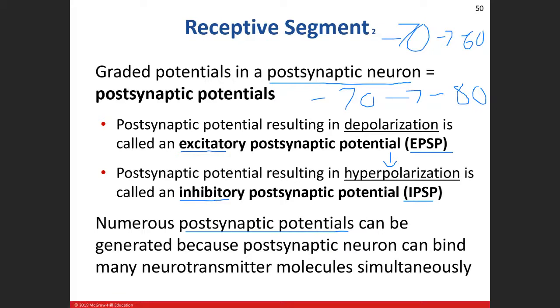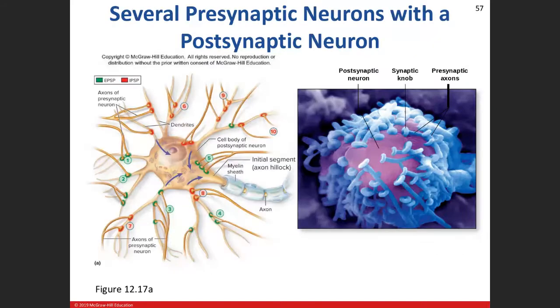I think I got a picture of one. I do. There you go. Here you can see the cell body of our postsynaptic neuron, the purple. You can see all these synaptic knobs from all these different neurons that are synapsing on this one neuron. Okay, here's an example, this drawing. You see this postsynaptic neuron, and then all these synaptic knobs coming from a bunch of different neurons. That's what we're talking about, that a lot of this can be occurring simultaneously.